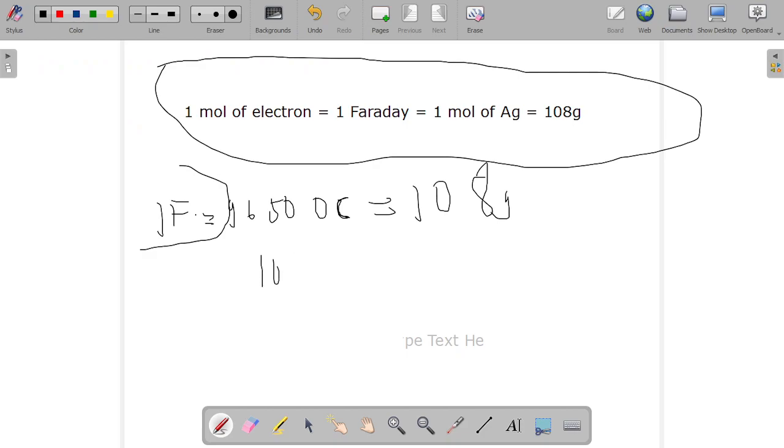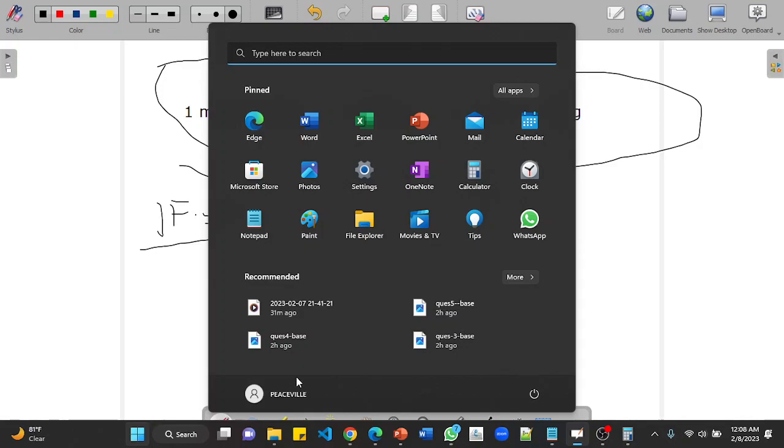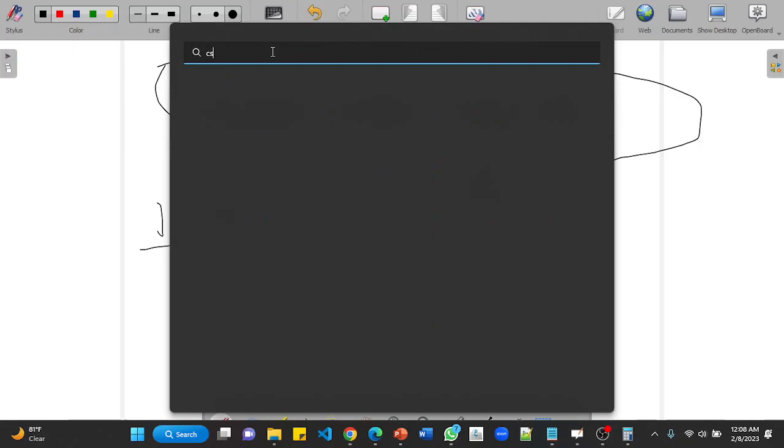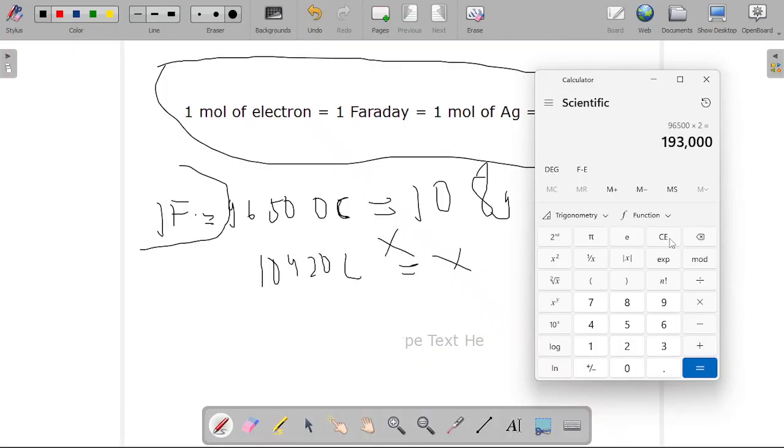We have then 10920 coulombs is equal to x, which is the mass of the element we are searching for. So how do we solve this? Let's punch the calculator. Sorry, it's responding slowly. How do we solve it? We multiply 10920 by 108, then divide by, what do we have here?